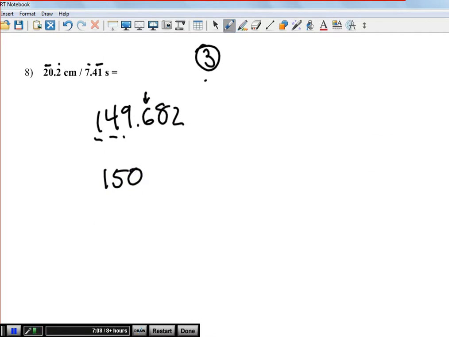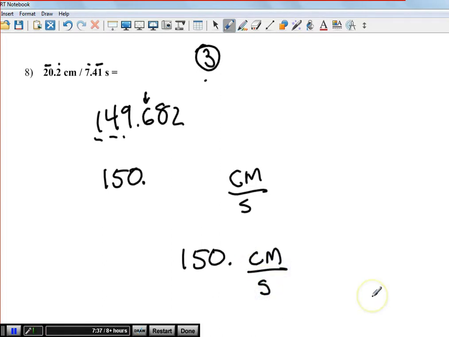Now the problem with that is that it only has 2 significant figures. Remember, trailing zeros are not significant when there's not a decimal point there. So the way to solve that is by putting a decimal there, and now again we have to worry about units. So our answer is 150. and then units, centimeters divided by seconds. So our answer is going to be 150. centimeters per second. That would be the official answer for that problem.